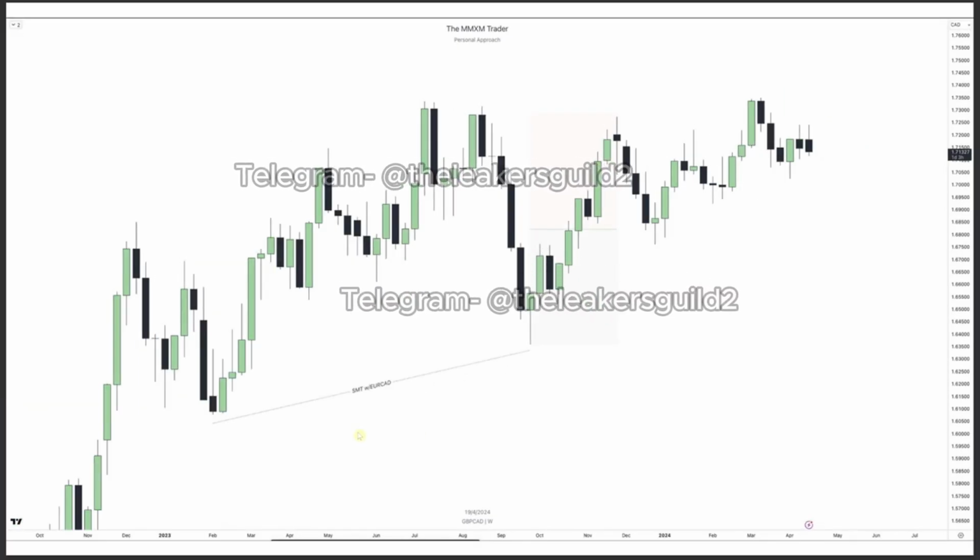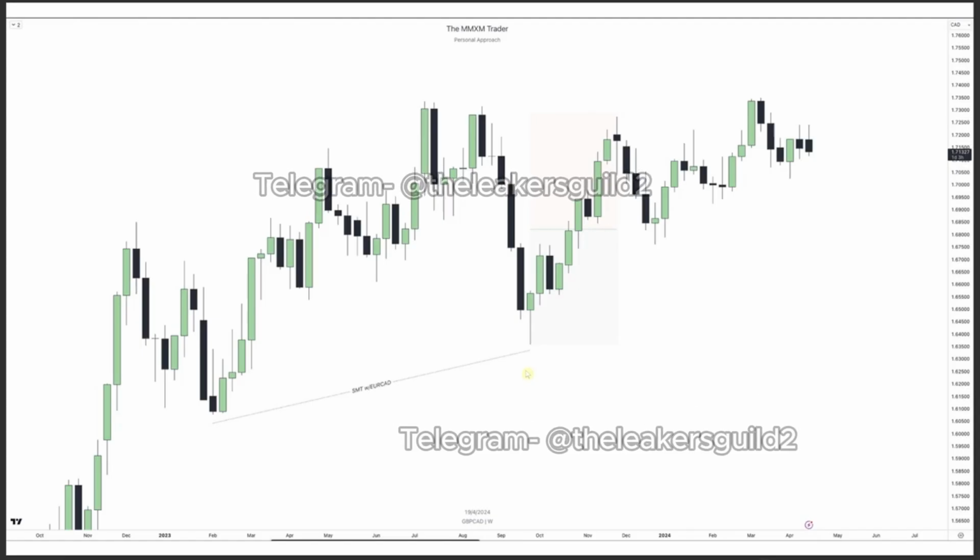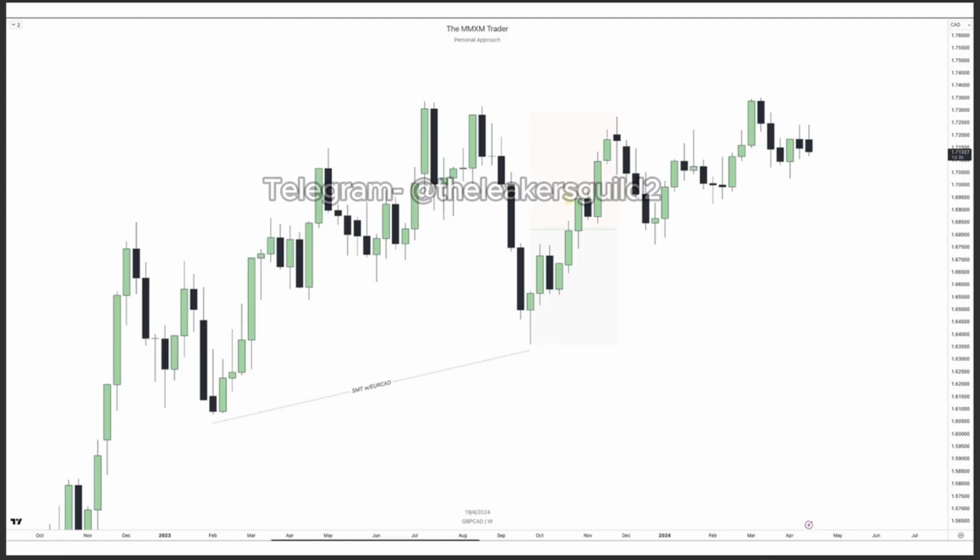Now after that SMT has formed, we're going to be looking again for premium and discount. Step number one, right? You can see this low until this high is our current dealing range, and we want to be a buyer once price hits discount.